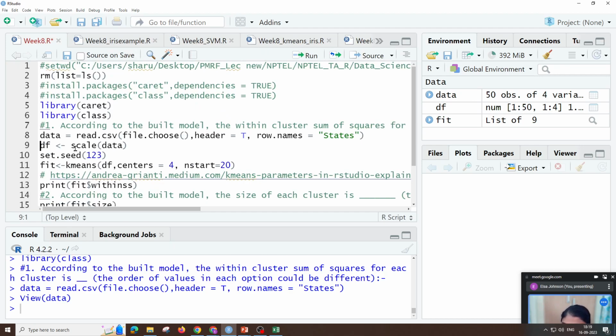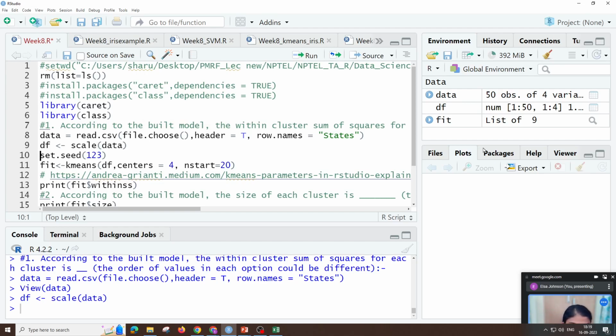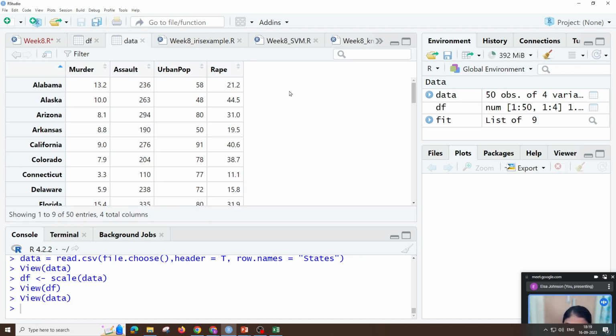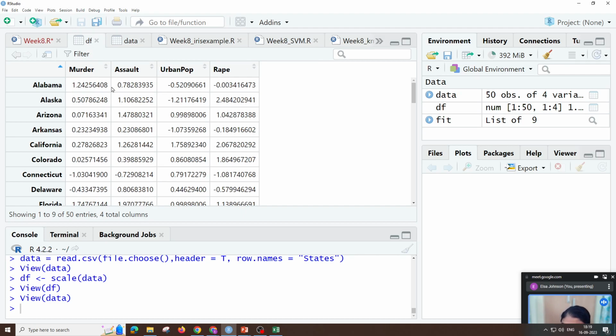Now we have to scale the data. I'll show you what happens then. You can see when we scale the data, initially it was looking like this, 13.2, 10 like that. When you scale, the mean and standard deviation are used, like x minus mu by sigma, usually. So your data will be normalized.